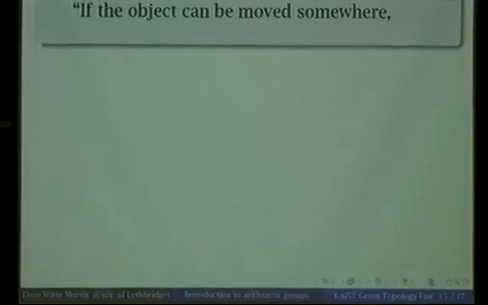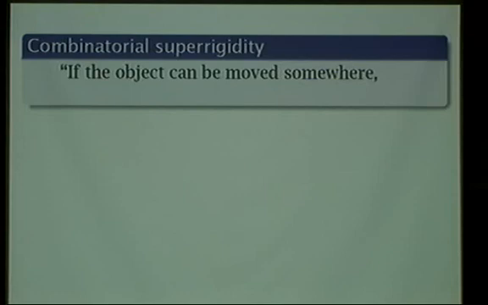Another way of saying that same thing: if you can move the object somewhere by taking it apart and putting it back together, so if you take it apart, put it in a suitcase, and reassemble it in France, well, the entire universe could have just been moved over and that object would have been in France. The whole universe could move to that new position. If you can move the object somewhere, then in fact the whole universe can go there. That's geometric superrigidity or combinatorial superrigidity.